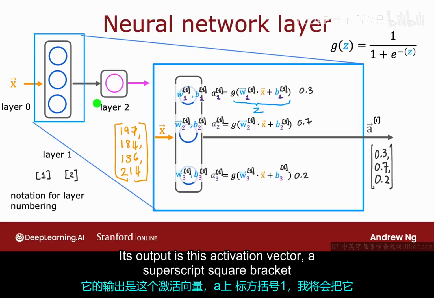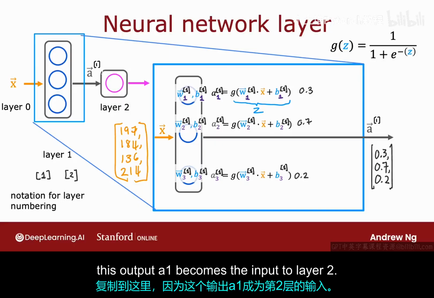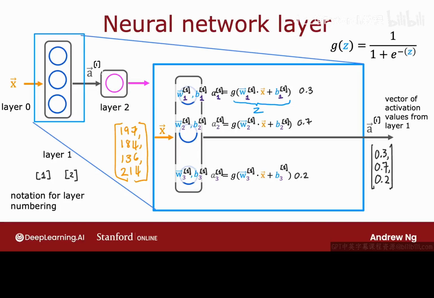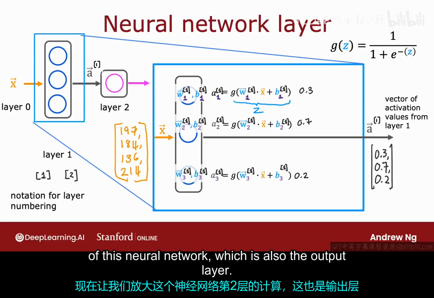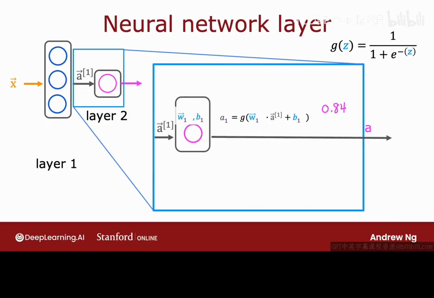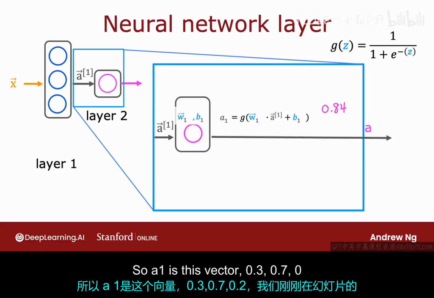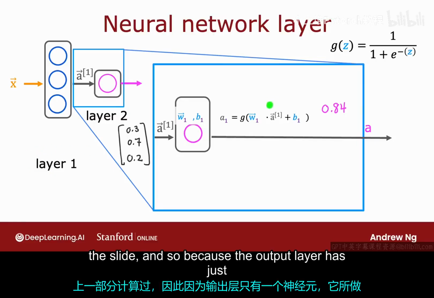Its output is this activation vector, A superscript square bracket 1. And I'm going to copy this over here because this output A1 becomes the input to layer 2. So now let's zoom into the computation of layer 2 of this neural network, which is also the output layer. So the input to layer 2 is the output of layer 1. So A1 is this vector 0.3, 0.7, 0.2 that we just computed on the previous part of the slide.